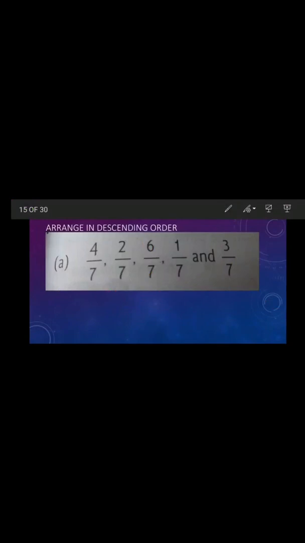Now we will study how to arrange in descending order. Again the same rule will apply. If the denominators are the same, then the fraction with the smaller numerator will be the smaller fraction. Descending order means from greater to smaller. So which number has the greatest numerator? That is 6 upon 7. So 6 upon 7. After that, what will come? 4 upon 7. After that, 3 upon 7. Next, 2 upon 7. And at last, 1 upon 7.